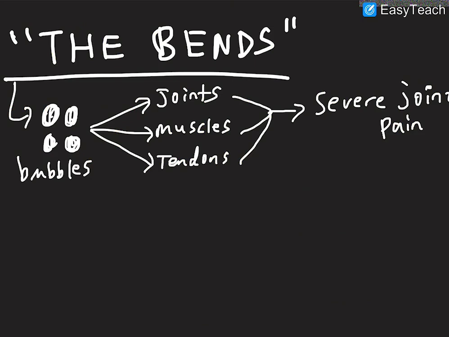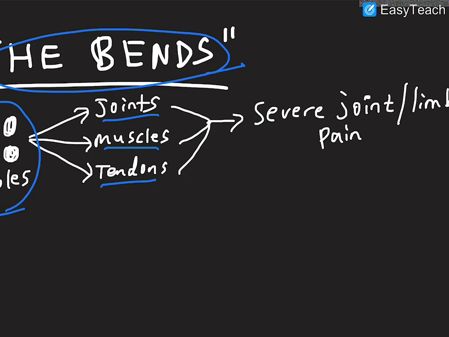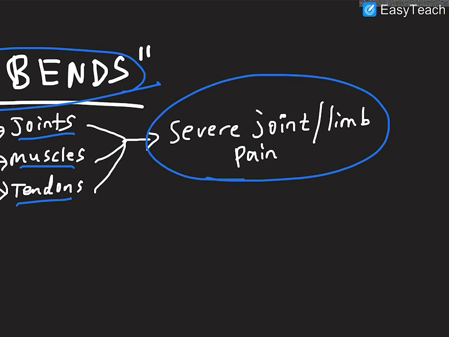If we talk about the bends, how did the nitrogen bubbles form? Because of rapid ascent. Pressure reduced too quickly, nitrogen bubbles came out of solution, and they can deposit into joints, muscles, and tendons, which can lead to the bends. Imagine if these nitrogen bubbles deposit in your joints, muscles, and tendons. This will lead to severe joint and limb pain, and can lead to sudden onset joint pain.